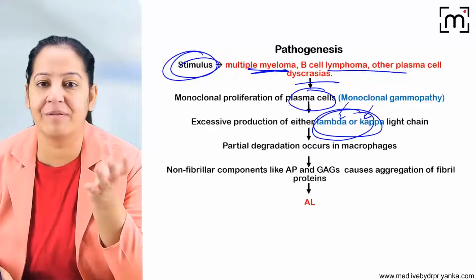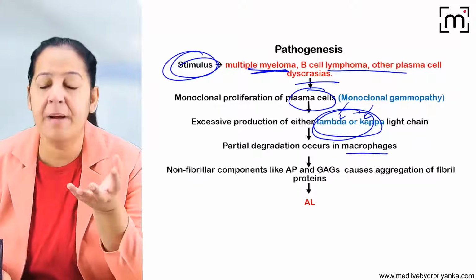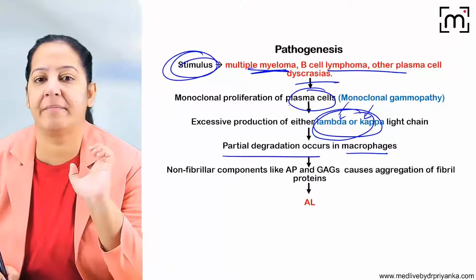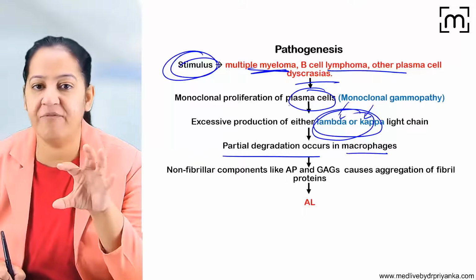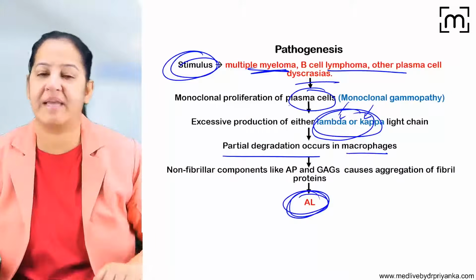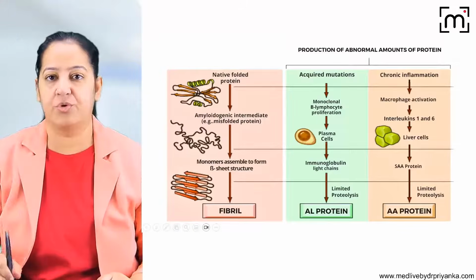But they are not immunoglobulin. So macrophage will come and try to degrade them. But macrophage is able only to partially degrade them. So that's why amyloid will be formed, and that will deposit in various tissues. This is AL type of amyloidosis. The same thing is shown to you here.